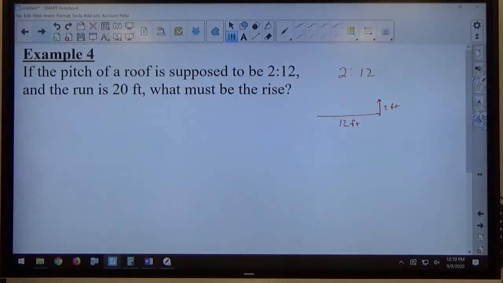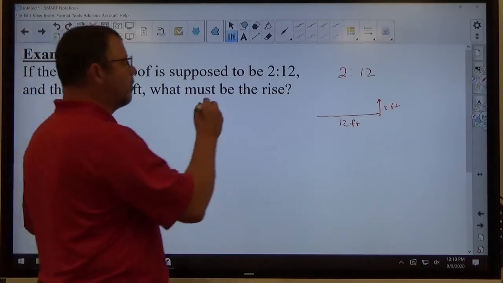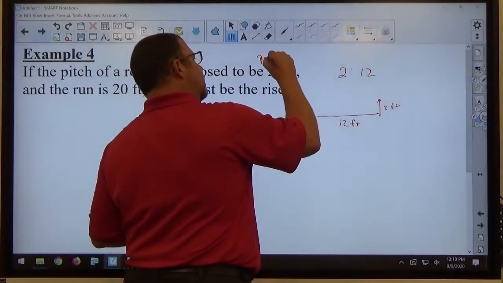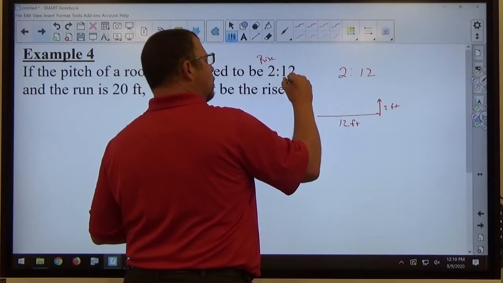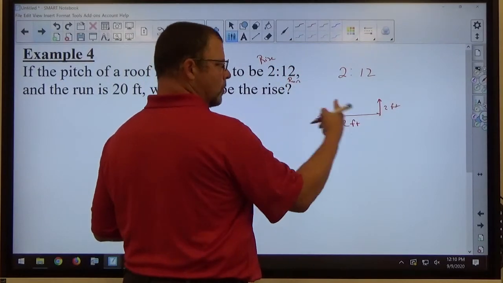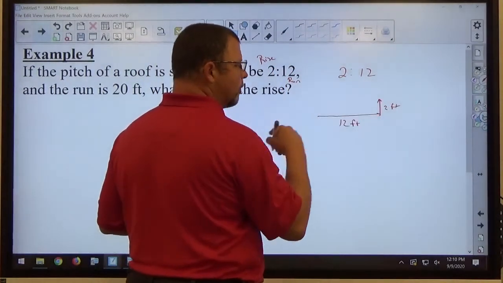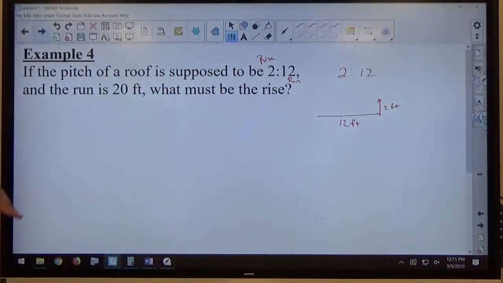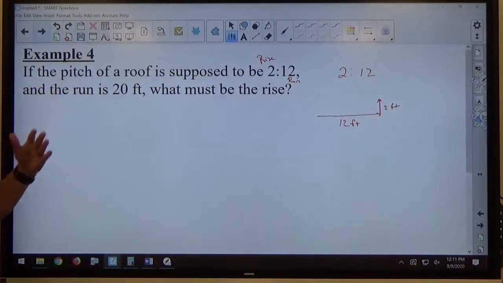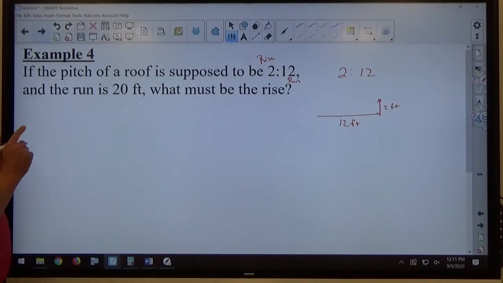Right? The lower the first number compared to the second number, the flatter the roof is. Right? So the pitch of this roof, the first number represents the rise, the second number represents the run. Rise going up or down, run going left or right. Okay. Typically roofs go upward, right? So we should expect positive pitch usually on a roof. Right? Now it says the run is 20 feet.